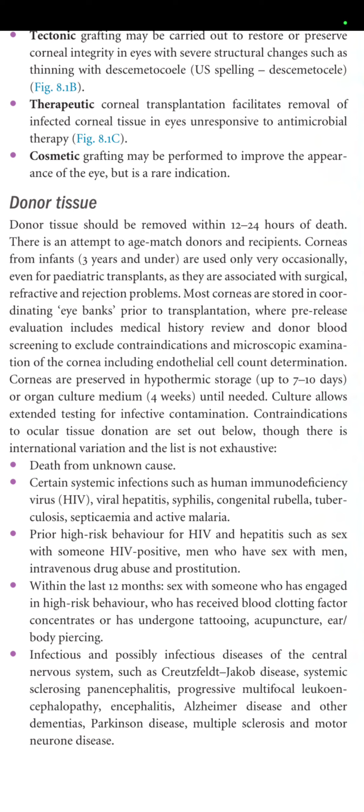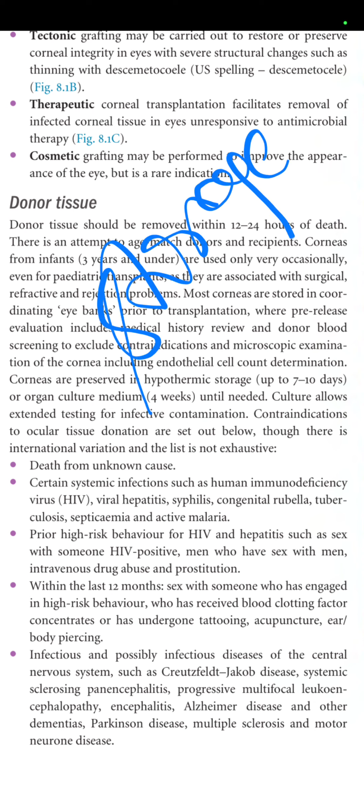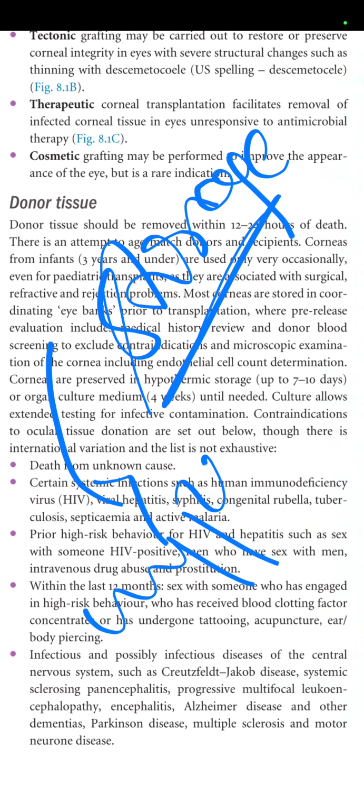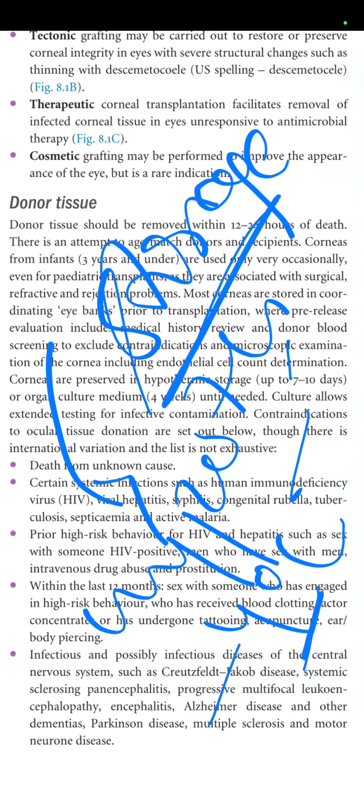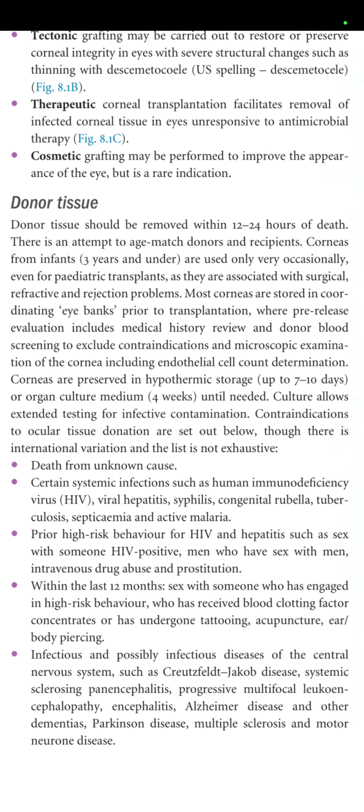So there are certain storage methods that can be used to store the cornea. There is hypothermic storage, meaning at lower temperature, usually at 4 degrees Celsius, for up to 7 to 10 days. And you can also preserve it in organ culture media for 4 weeks.